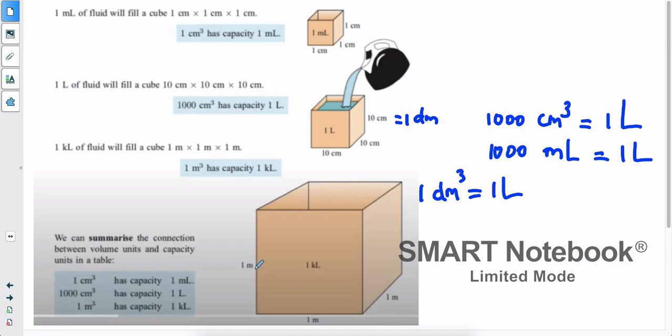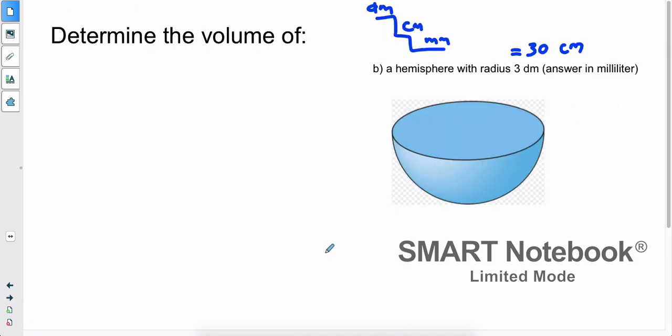And if we have here 1 meter by 1 meter by 1 meter cube, then the capacity of this container is then 1 kiloliter or 1,000 liter. So going back to our question here, since we are asked to find the answer in milliliter, and milliliter is the same as centimeter cube, then therefore we can bring this unit into centimeter, and later on we do not need to worry about converting the unit.